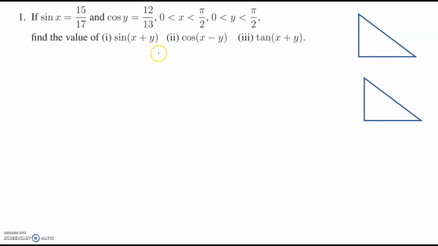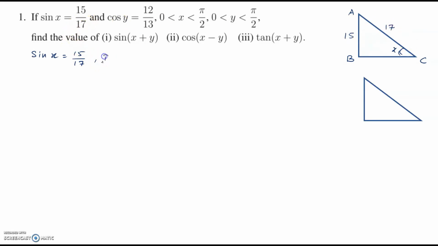So first let's try and get all the values of sin x, cos x, sin y. Cos y is already given. Then we can also get tan x and tan y. So let's use sin x first. Sin x is equal to 15 by 17. So let's consider this right angle triangle ABC, and let this be the angle x. Then your sin x is 15, opposite side, which is AB, by hypotenuse, which is AC.